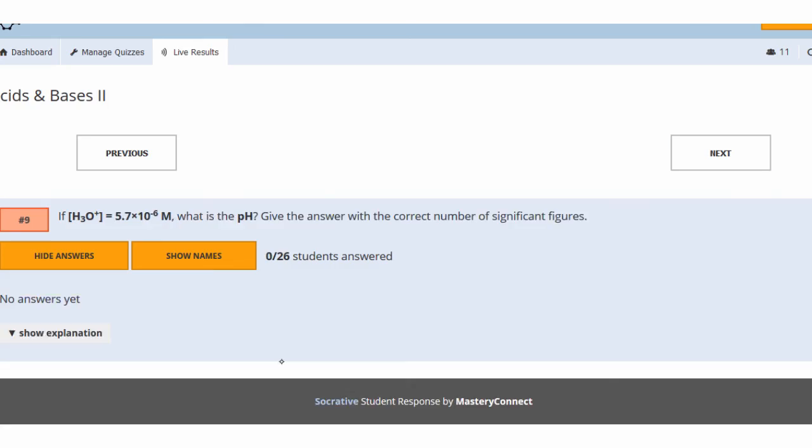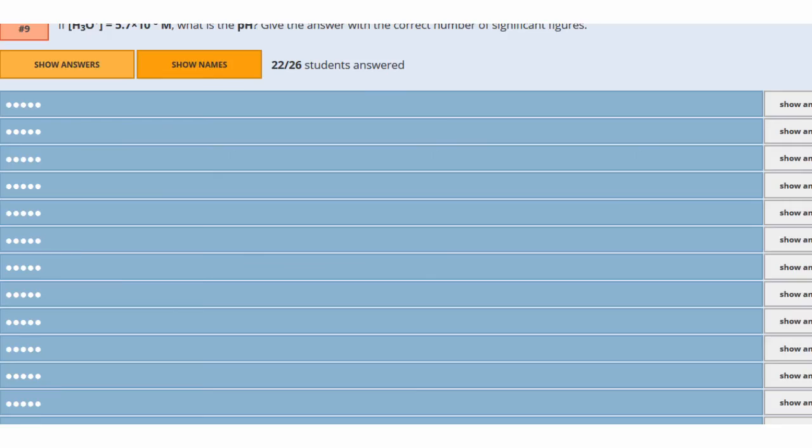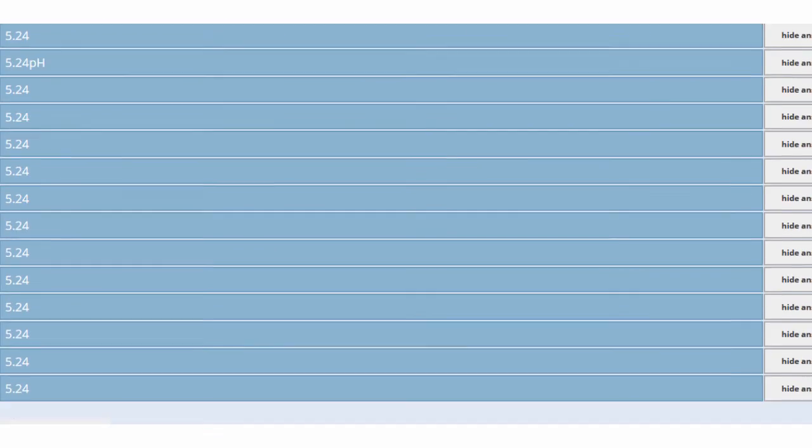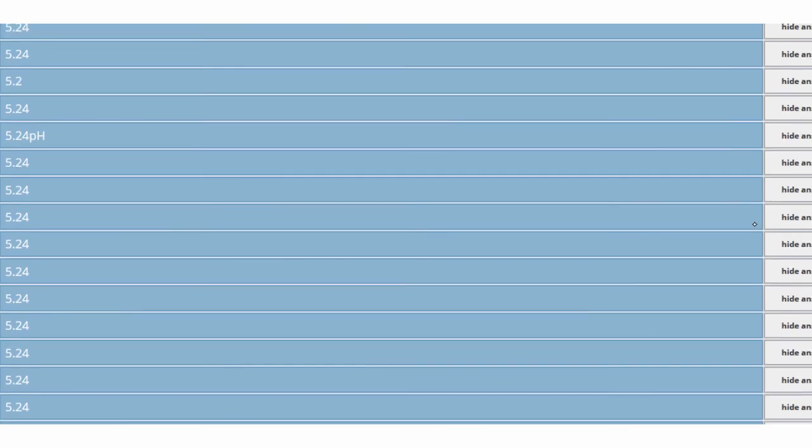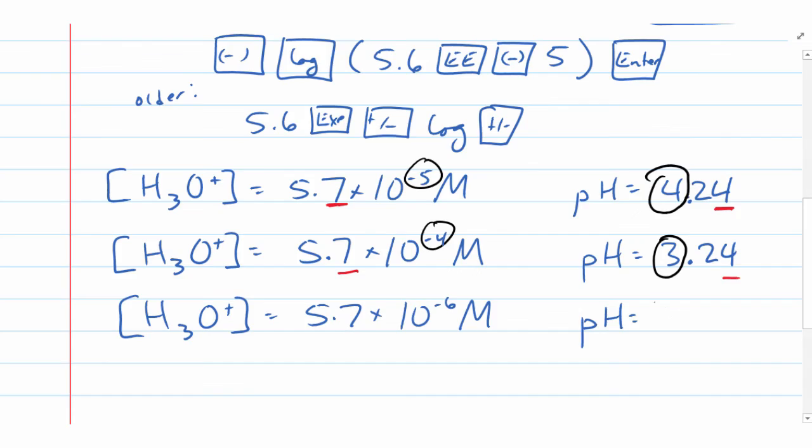And the next one here is a variation on the same theme. Now we're looking at 5.7 times 10 to the negative 6th molar. 4, 3, 2, 1. And we should have 5.24. And to the person who put in pH on here, we'll emphasize, if I didn't already, that pHs are dimensionless, which means there are no units. So we say the pH is, and there's no units that come after that pH. So in this case here, we simply say the pH is 5.24.